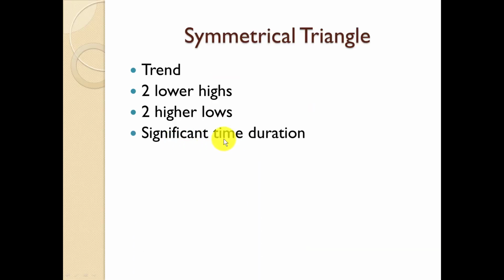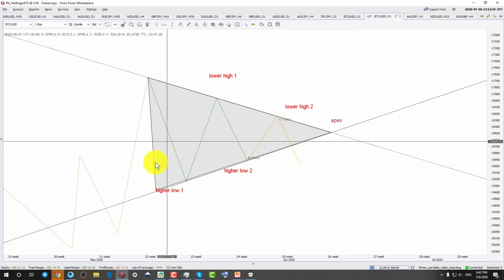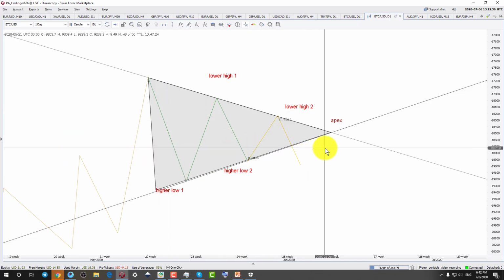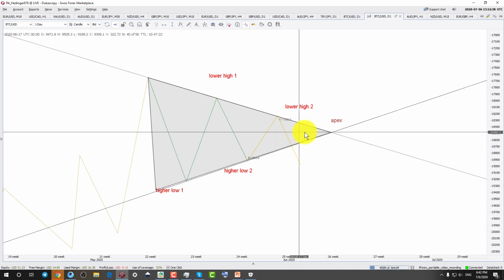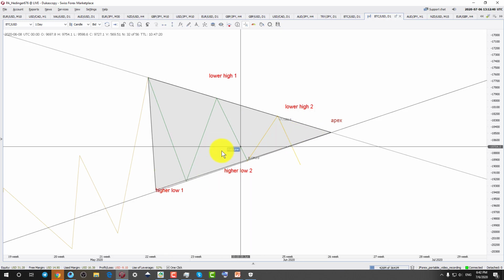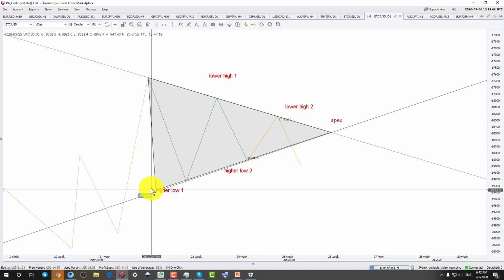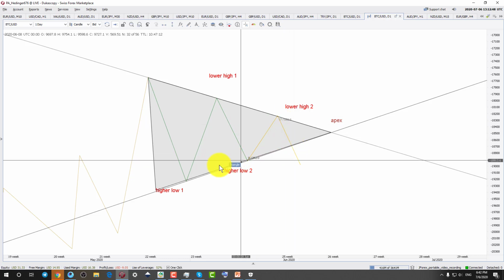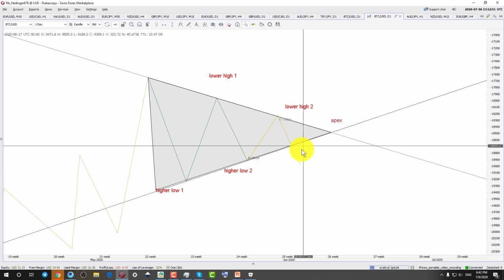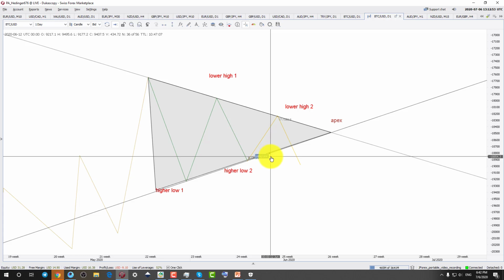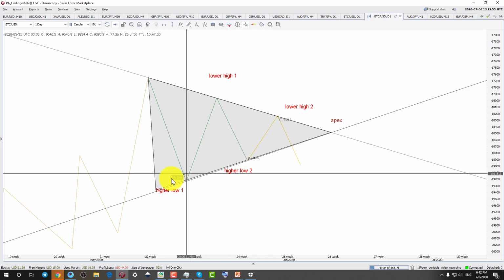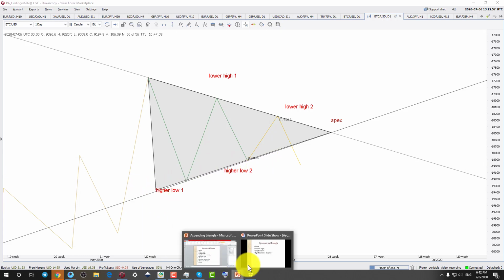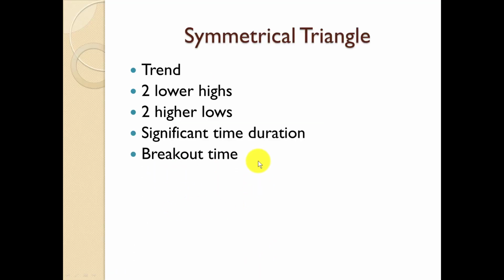Then we need significant time duration, of course. This triangle should not be very small. Okay, there should be significant time duration for the triangle to form. Suppose it's a daily triangle, then it should last at least 3 to 4 weeks minimum. Okay, minimum 3 to 4 weeks, maximum it can last 6 weeks, 10 weeks, 20 weeks. Okay, and after that what we need is breakout time.